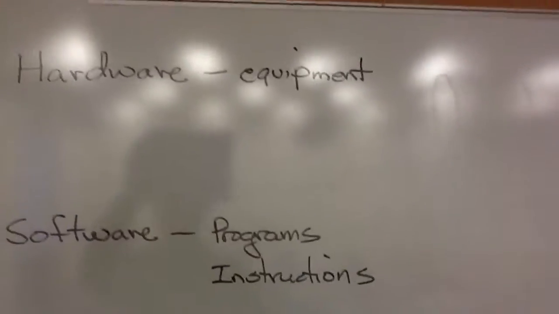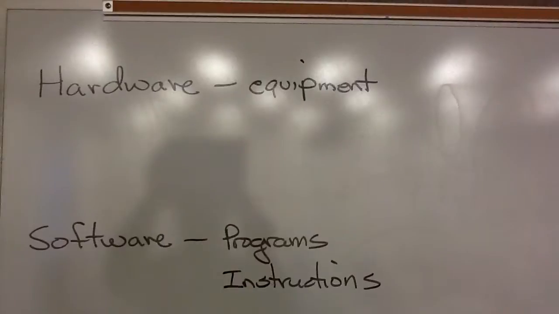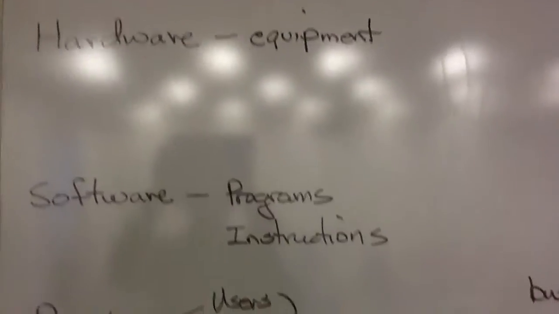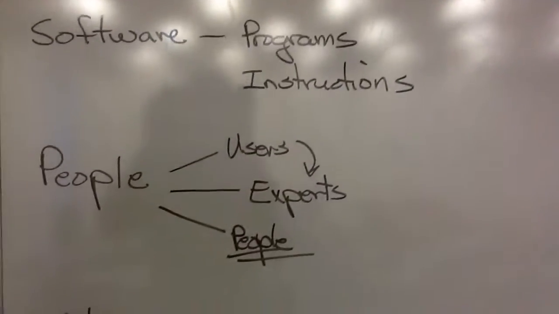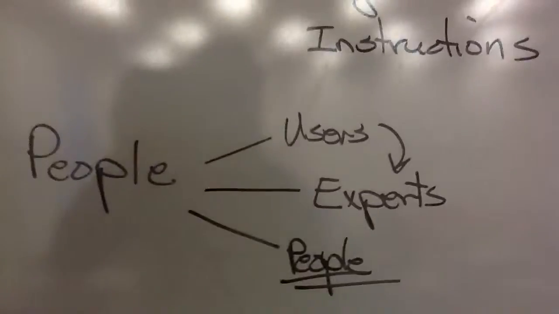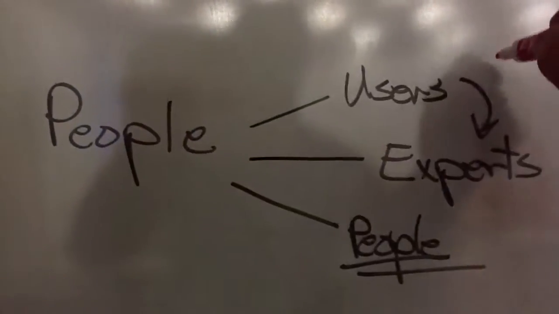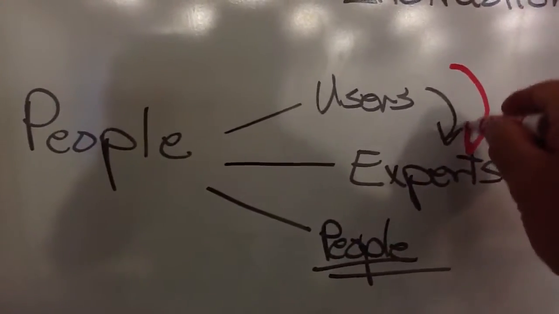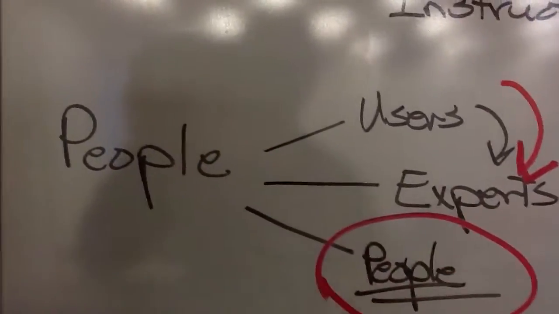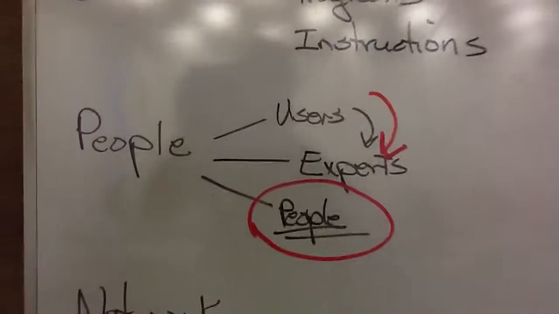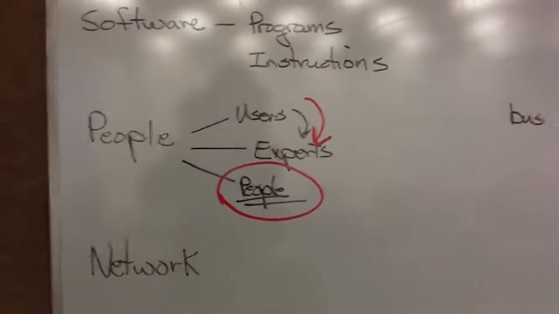So this is what we have on the board in general. We have a lot of things we need to fill in yet, but we talked briefly about hardware, the actual equipment. We talked about software, programs or instructions. We talked about people. We want people to move from being a user to being more of an expert. And again, software and hardware are developed by people. Is it perfect? No, but a lot of it has gotten very good.